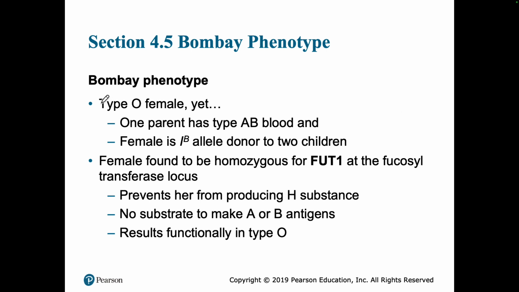Now there are some genetic conditions where you could have an offspring. This is an example of a classic family. They call it the Bombay phenotype. The female phenotypically has type O blood, so we think genetically she should look like this. Well, why is that a problem? We're going to see the problem on the next slide.